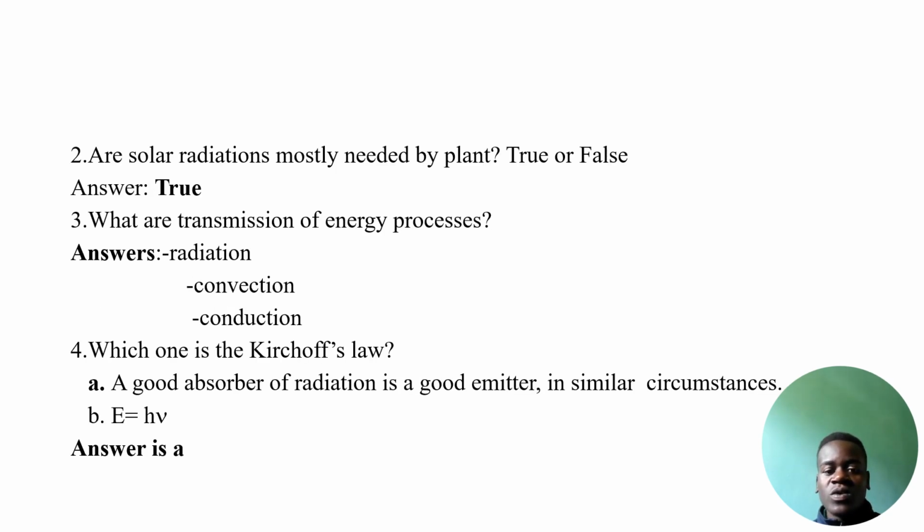The second question was asked: is solar radiation mostly needed by plants? The answer is true, because it is needed by plants through the process of photosynthesis and in other ways. The third question, what are the energy emission processes? There are 3 processes: radiation, convection, and conduction. The fourth question was asked, which one is Kirchhoff's law? As you have seen, we have A and B, and the true answer here is A, because Kirchhoff's law says that a good absorber of radiation is also a good emitter.